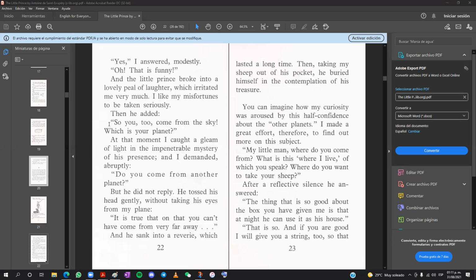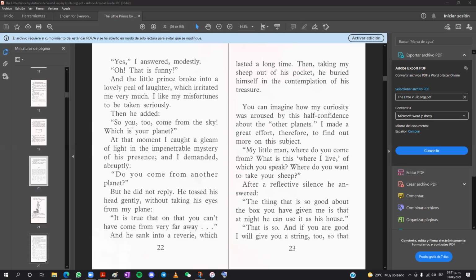Then he added, so you too come from the sky, which is your planet. At that moment, I caught a gleam of light in the impenetrable mystery of his presence, and I demanded abruptly, do you come from another planet?